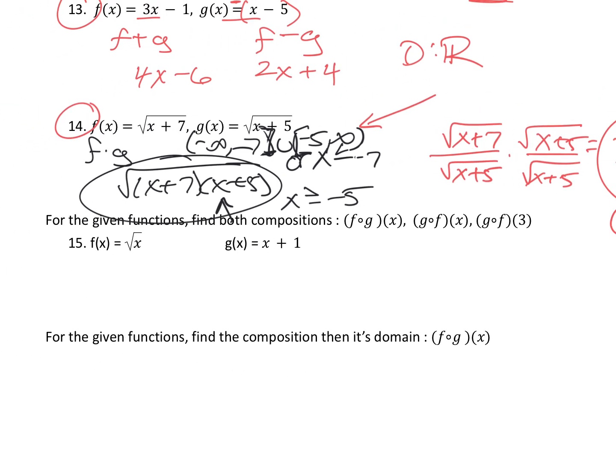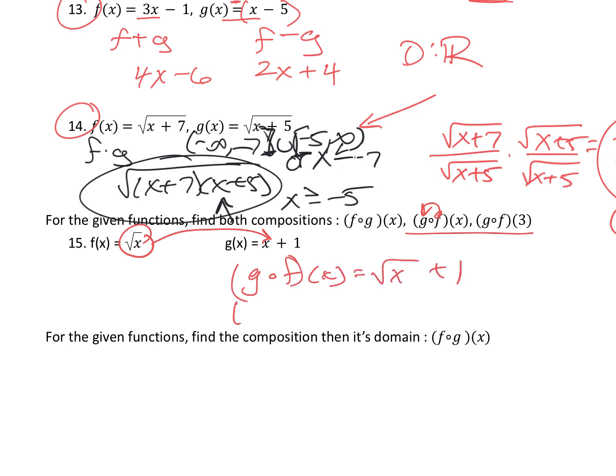Now compositions, again, I'll pick 2 of these to do. Let's do g of f and g of 3. So g of f means take f, plug it into g. So this needs to go into here. So the composition of g of f of x is the square root of x plus 1. But if I plug in 3, I get the square root of 3 plus 1, and that's where we would end it there. Okay?